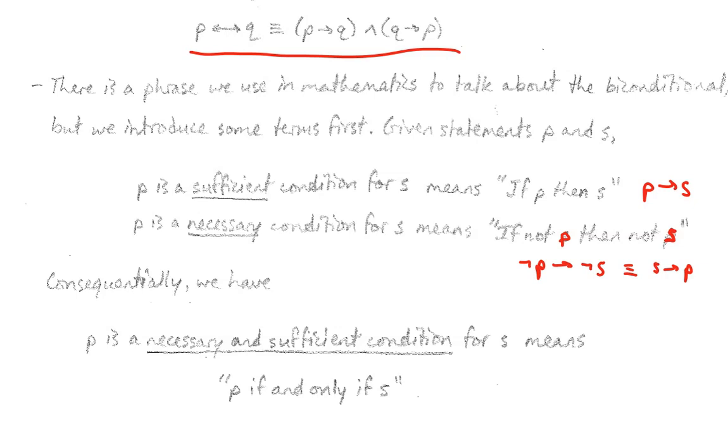So this was just a bit of an introduction into inverses, converses, and contrapositives of conditional statements, how they relate to each other, and then the biconditional operator. Its truth values, its truth table, its logical equivalence, and then just a brief little side venture into this fairly common mathematical phrase that you see in math textbooks.